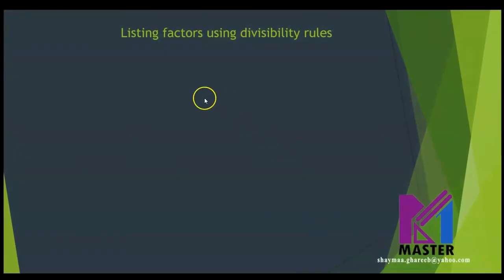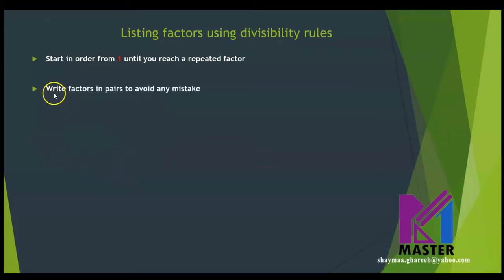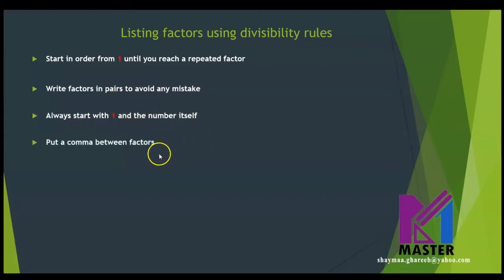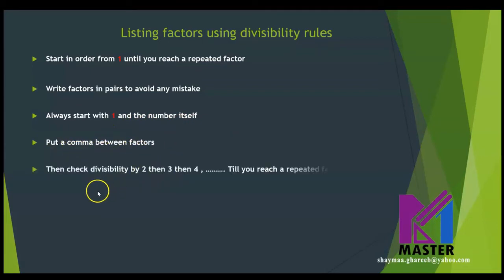Now, let's see how we can list the factors using divisibility rules. First, we have to start in order from 1 until you reach a repeated factor, and we'll know together the meaning of all these steps in detail. Write factors in pairs to avoid any mistake. Always start with 1 and the number itself. Put a comma between factors. Then check divisibility by 2, then 3, then 4, etc., till you reach a repeated factor.